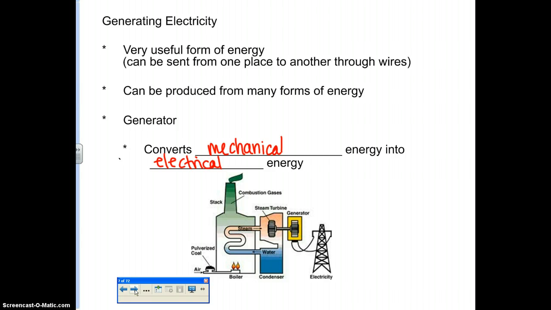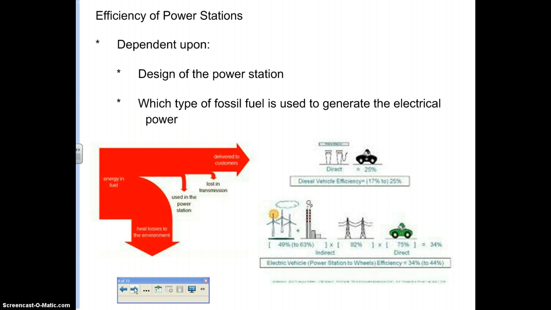Okay, generating electricity, a very useful form of energy. It can be sent from one place to another through wires, and can be produced from many forms of energy. That's kind of what we're going to get into here. You need a generator in order to do this. The point of a generator is to convert mechanical energy into electrical energy. Generators are going to convert mechanical to electrical. Here's just a nice picture showing you all this. We'll talk about turbines a lot throughout these notes.